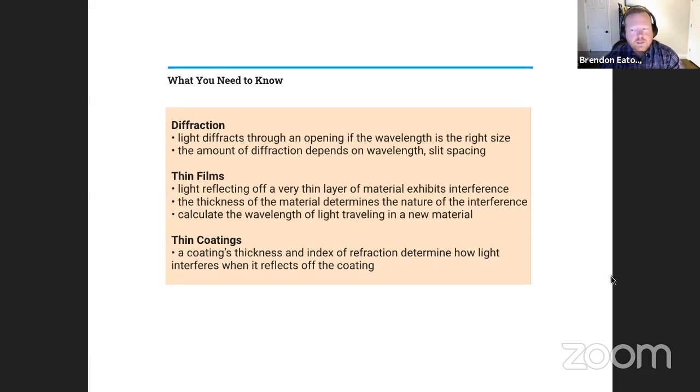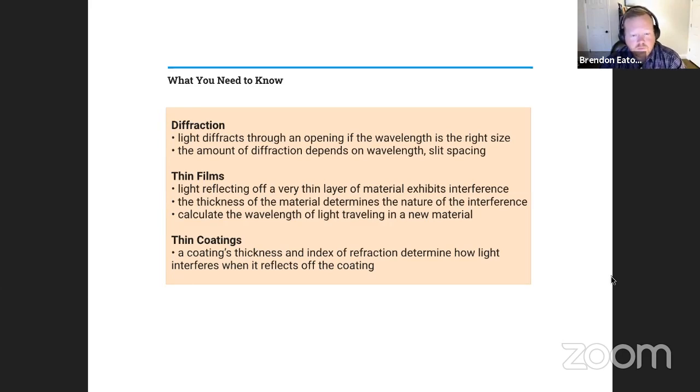The second thing that we're going to talk about today is thin films. Basically, light reflecting off of a very thin layer exhibits some type of interference. And you may have seen this before, maybe at a gas station, right as it had just rained. You can see this kind of colored coating across the top of the water puddles. And that's really what we're going to talk about with thin films.